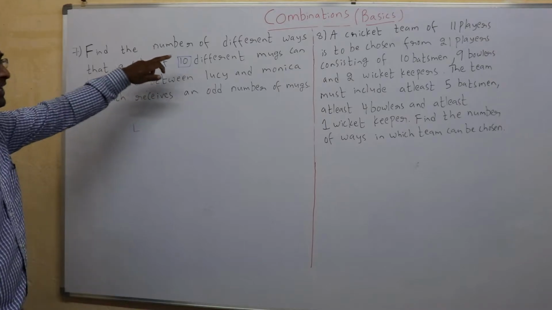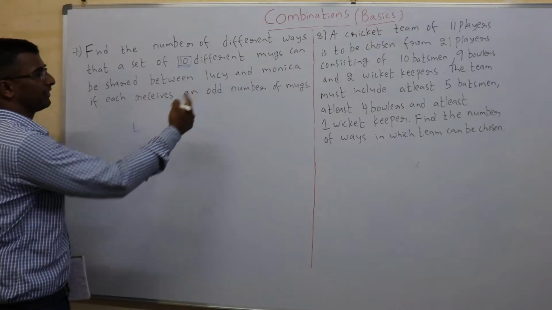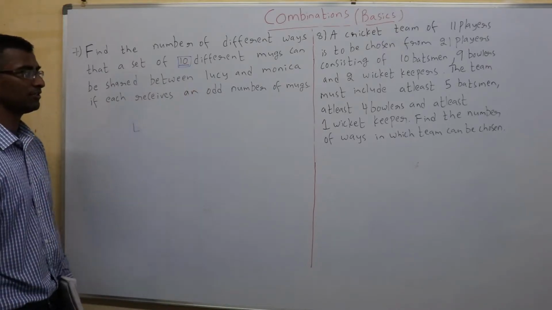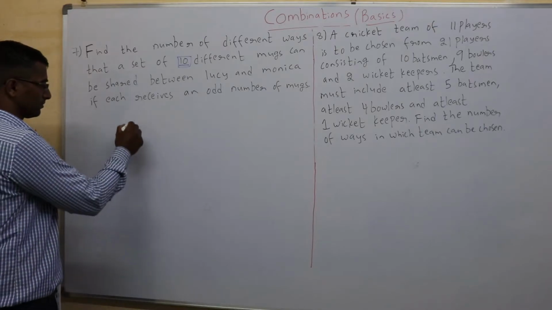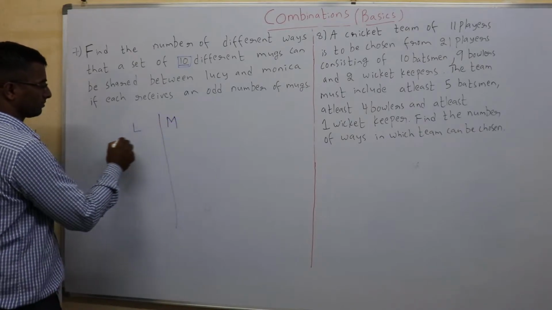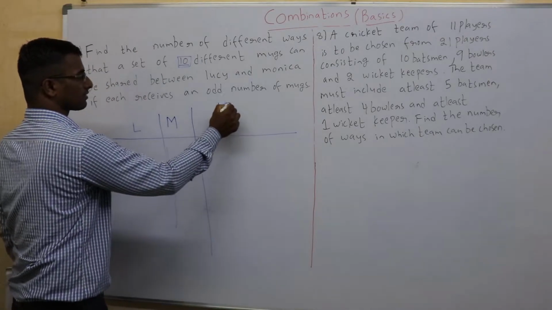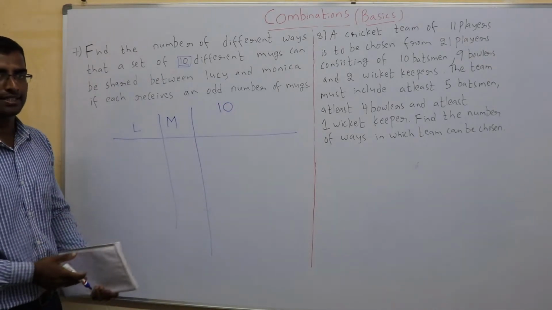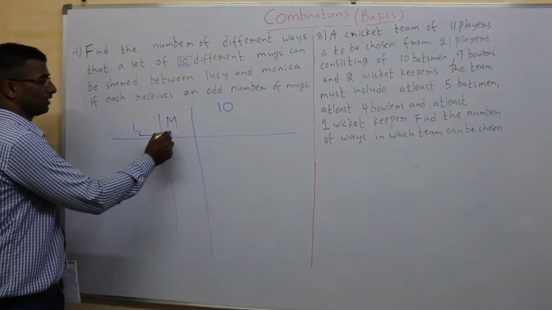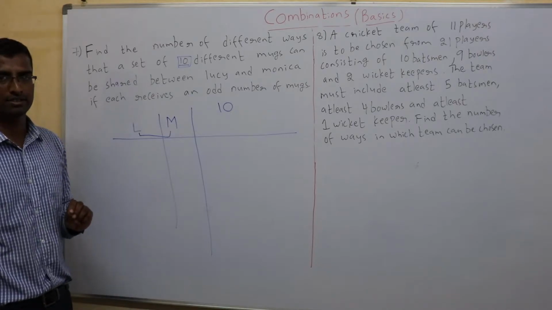Find the number of different ways that a set of 10 different mugs can be shared between Lucy and Monica if each receives an odd number of mugs. If L is for Lucy and M is for Monica, there are 10 mugs. What is the condition? 10 mugs are shared between these two. The condition is each of them should receive an odd number of mugs.